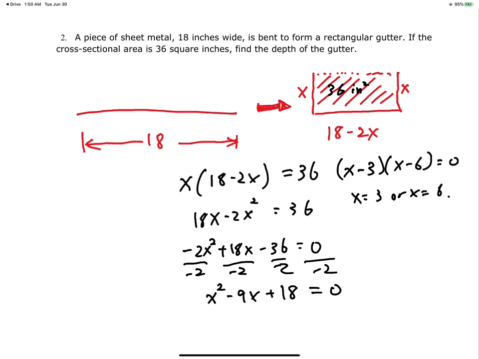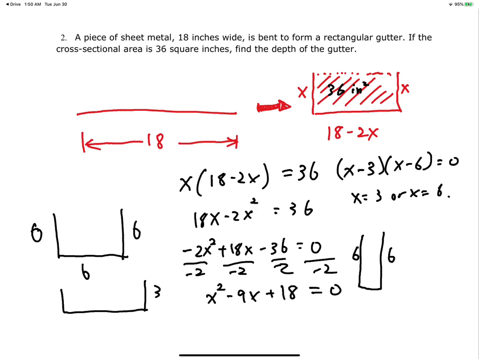Now in this case, we have two choices, right? Either we have a gutter that looks like 6, 6, and 6, or you might have something that is 3, 3, and 12. Either way works.